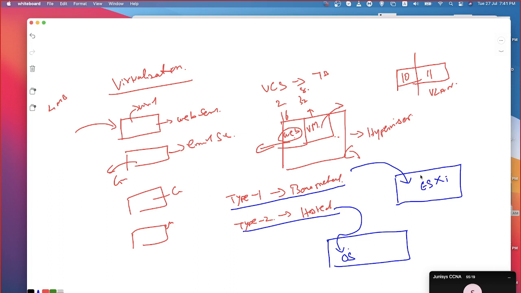The popular one is VMware ESXi, that is type 1. Whereas here we can call it VMware Workstation or VMware Fusion. You can say anything like that. You understand?